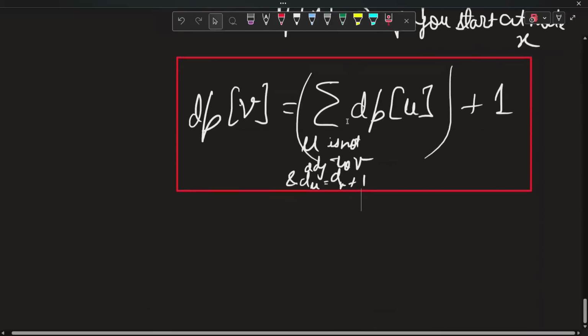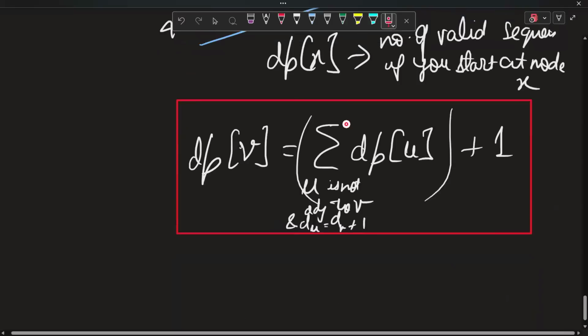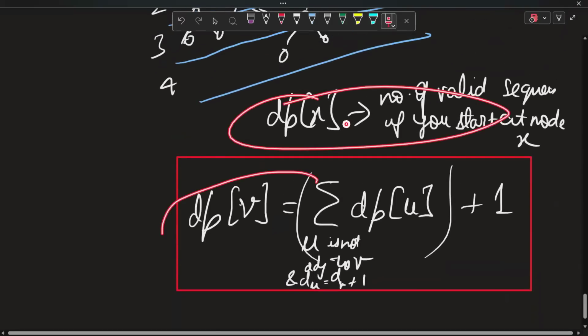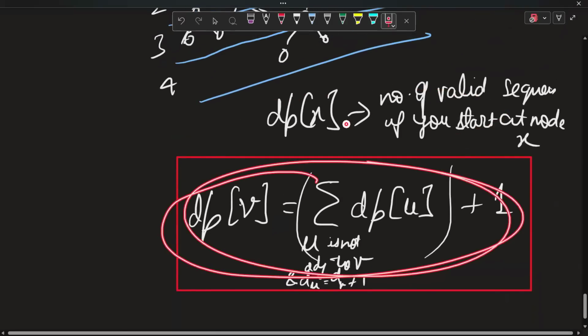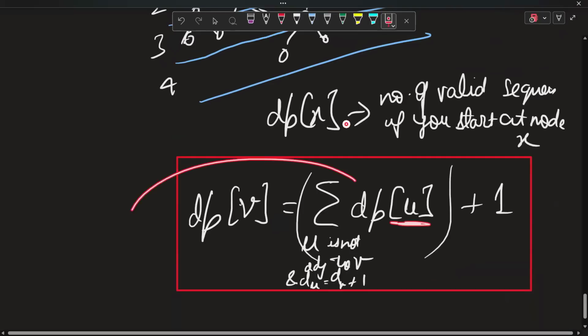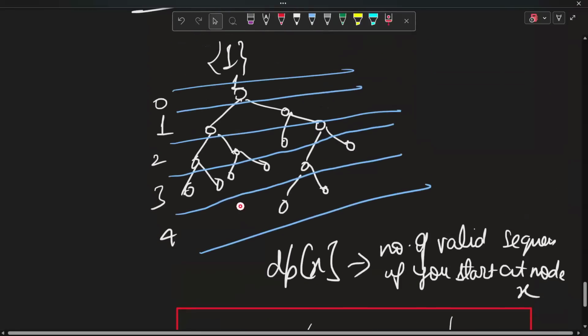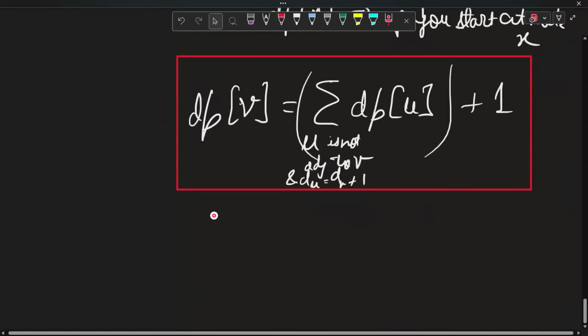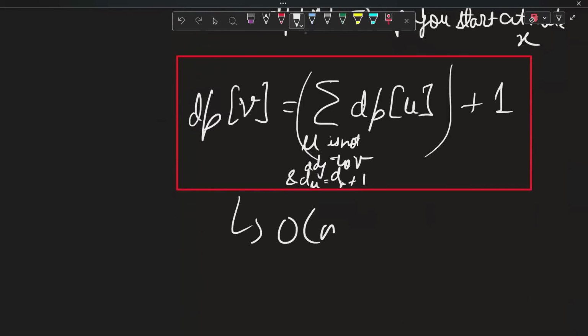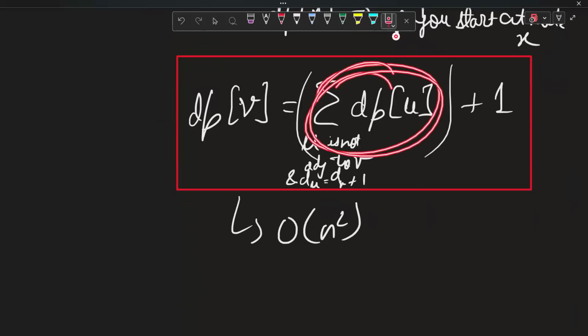But what would be the complexity if you are using a DP like this? In order to compute this thing, how many U would be there? If you just write this transition like this, then what would be your overall time complexity? It would be all those nodes not adjacent to V, that may be many. So this may go something in order of n square overall, because the transition may go up to order of n and overall order of n square.